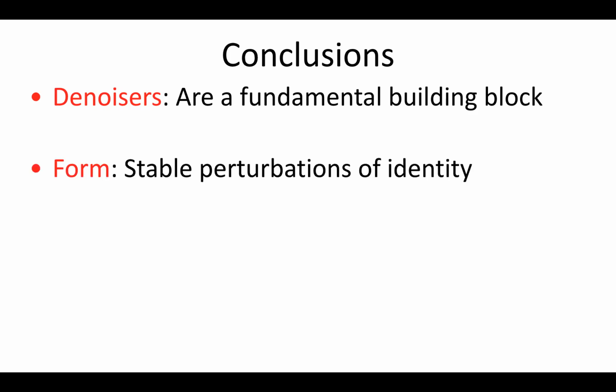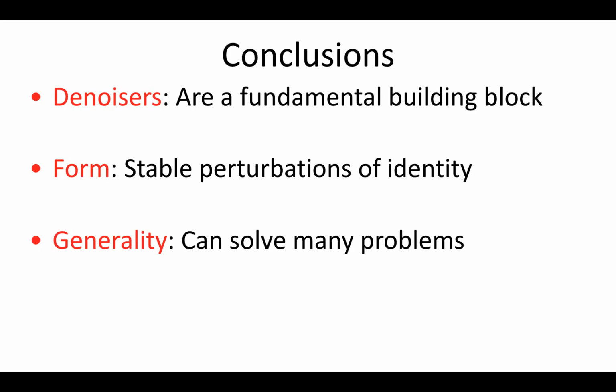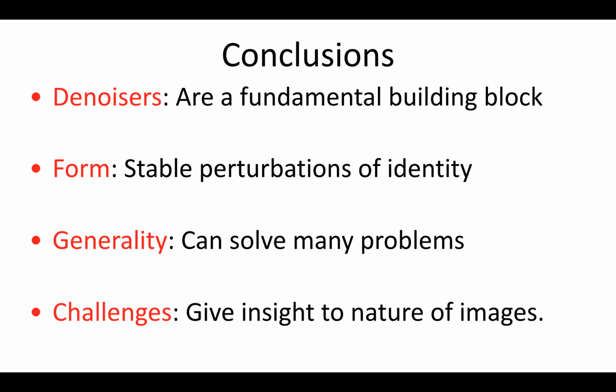In terms of form, denoisers are stable perturbations of identity, and we talked about that some. And in terms of generality, they can solve many problems, but there are also many challenges that remain. I've given you some idea of what I think are insights that denoisers give into the nature of images. Very generally speaking, some of that has also surfaced in the machine learning literature, but many things still remain. Even though we're done with the quality of denoising, not getting a whole lot better, the kinds of things that we can do with denoisers and the interpretation and learning that we can get from denoisers remain very much an open area of work.